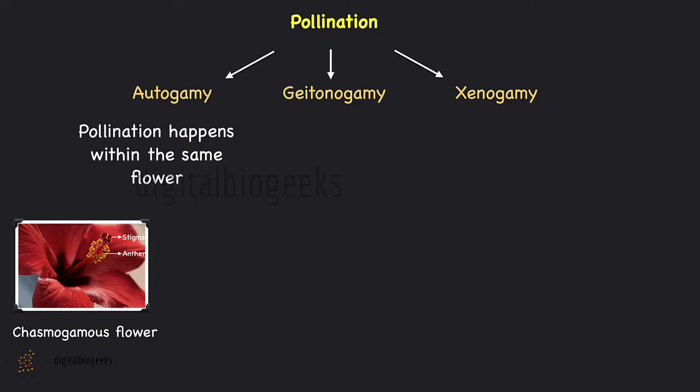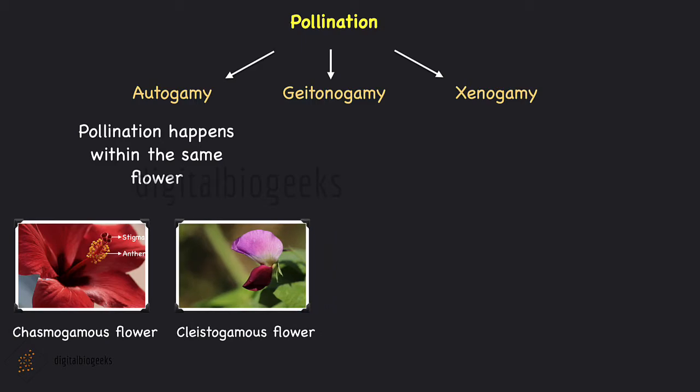In chasmogamous flowers, as the anthers and stigma are exposed, in addition to autogamy, other kinds of pollination can also occur, which means the stigma can receive pollen grains from a different flower of the same plant or pollen grains from another plant. Another type of flower is called cleistogamous flower, which does not open at all. Example, peep flower. In those flowers, as you can see here, the anther and stigma lie close to each other as the flower is closed.